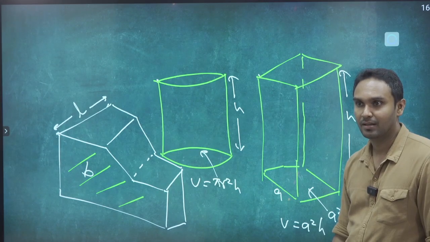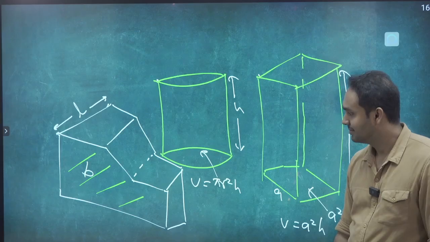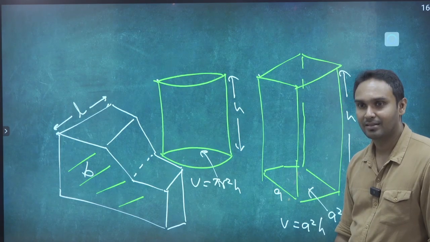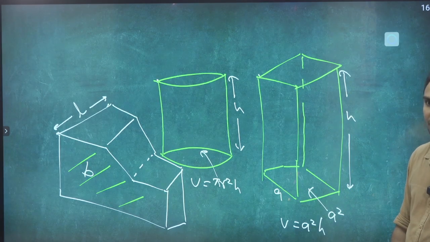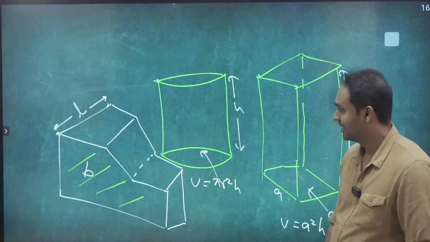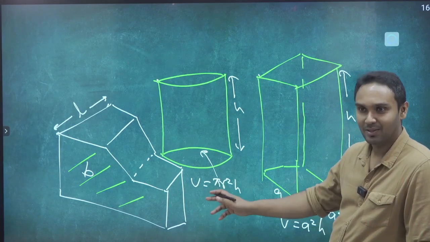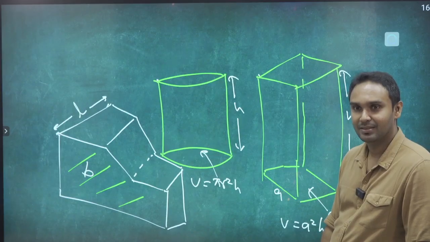Huh? Why would you remove any of it? Oh, what is it? Now B is the cross-sectional area and L is the length towards that.